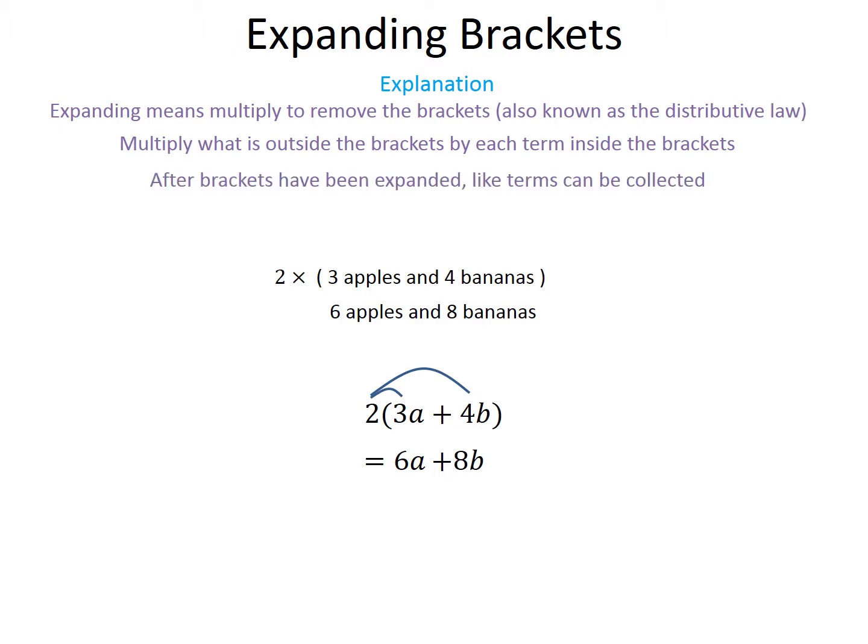And so after the brackets have been expanded, if I had like terms, I could try and collect them together. I don't have like terms here, and so that's my final answer. Notice that there's no brackets anymore, but this and this are equivalent expressions. If we tried substituting numbers in to this one for A and B, and then we substitute those same numbers into this one here, we would find we always get the same answer. They actually mean exactly the same thing, they just look different.